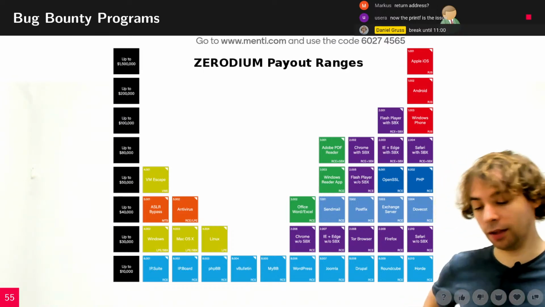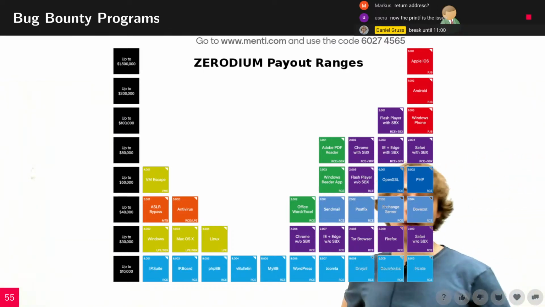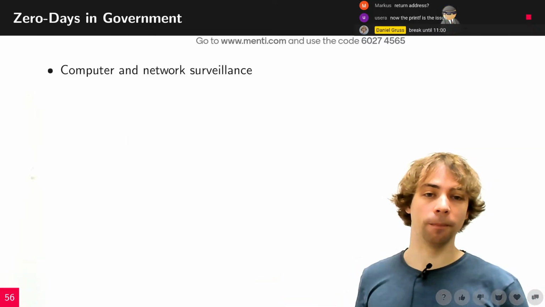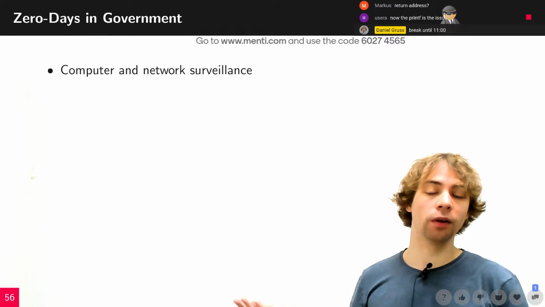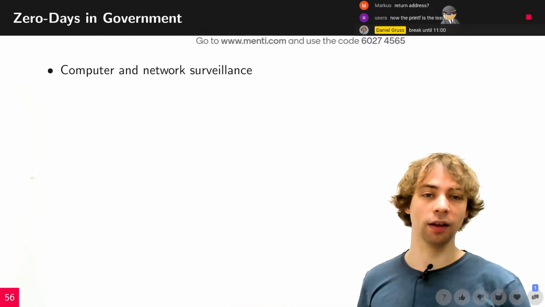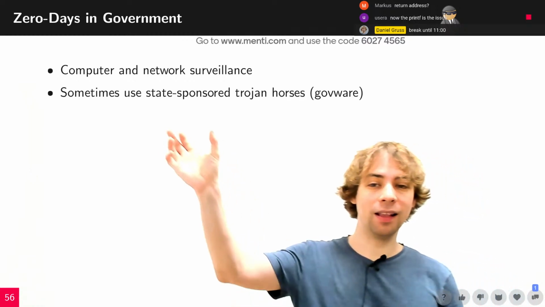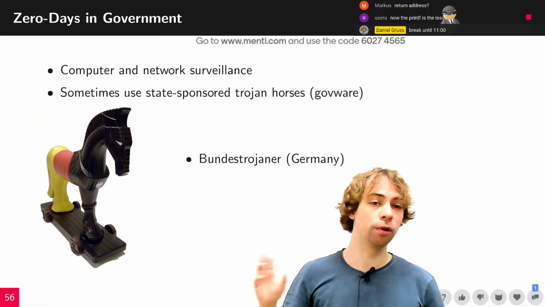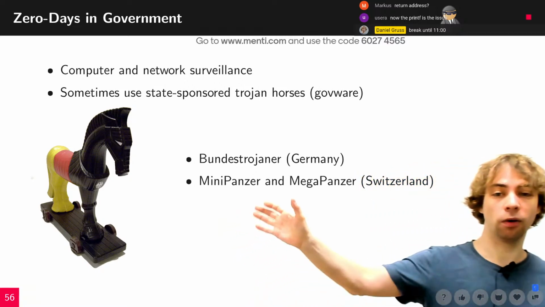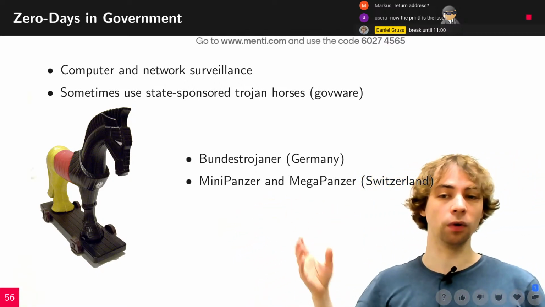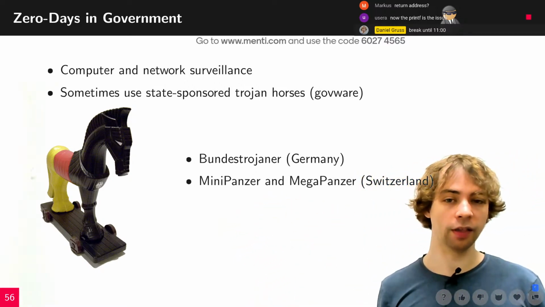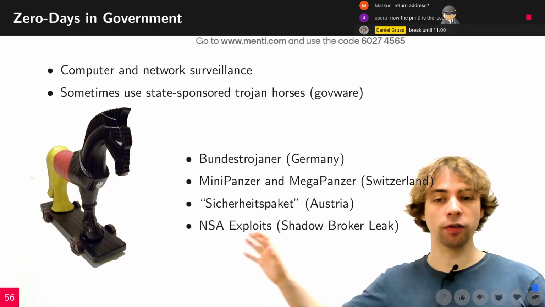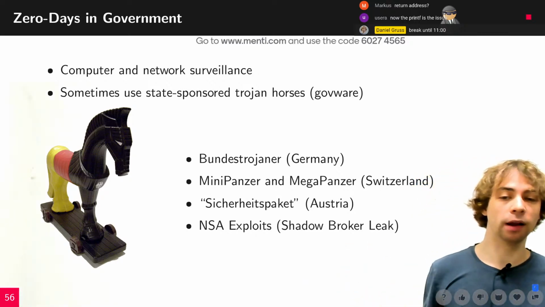These exploits, for instance, you might know that governments have an interest in computer and network surveillance, right? There are some state-sponsored Trojan horses. For instance, in Germany, there was the Bundestrojaner. In Switzerland, they called it the Mini-Panzer and Megapanzer, also Trojan horses. And in Austria, we also have something, the Sicherheitspaket. There were also the NSA exploits, the Shadow Broker Leak.